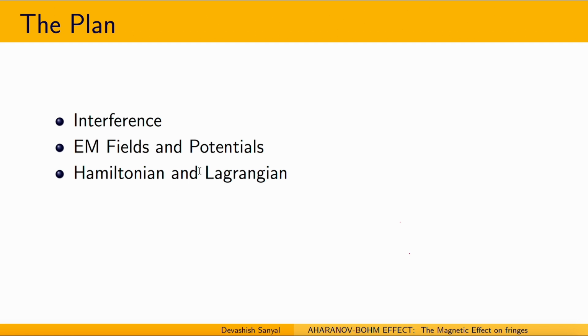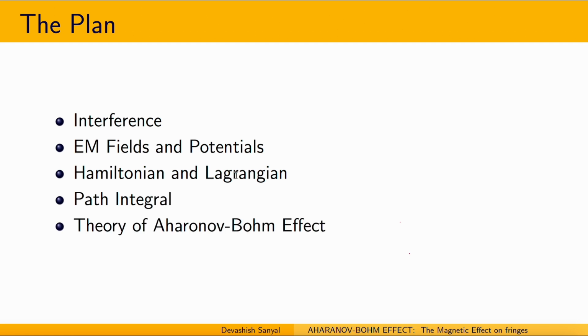We have to understand what is Hamiltonian and Lagrangian. Then we have to understand what is path integral. And finally, we will understand what is the theory of Aharonov Bohm effect. So once we understand this interference and we understand fields and potentials, Hamiltonian, Lagrangian, path integral, we will be able to understand this effect. And what is the takeaway from this effect, that we are going to discuss at the end.